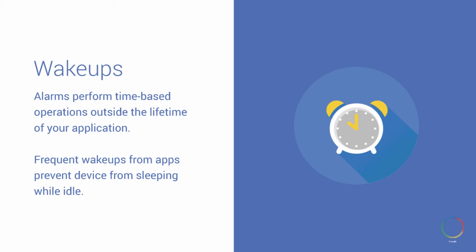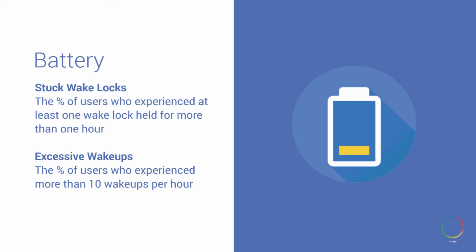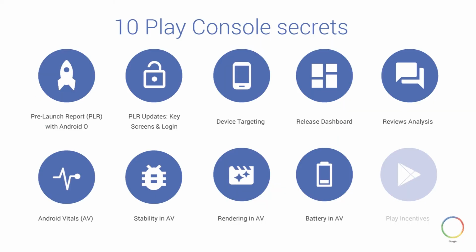Our second battery metric is wake-ups. Wake-ups are when you ask the Android operating system, hey, in a little bit, please bring the device out of standby so I can do some work. Frequent wake-ups from apps will prevent the device going into a deep sleep and can result in a lot of drain. As before, we have a section where we will tell you how many users are seeing that behavior and on what devices they are seeing it. So those are your battery metrics, stuck wake locks and excessive wake-ups. And that's the 9th secret that I have, detailed reports on how your app may be impacting users' battery.